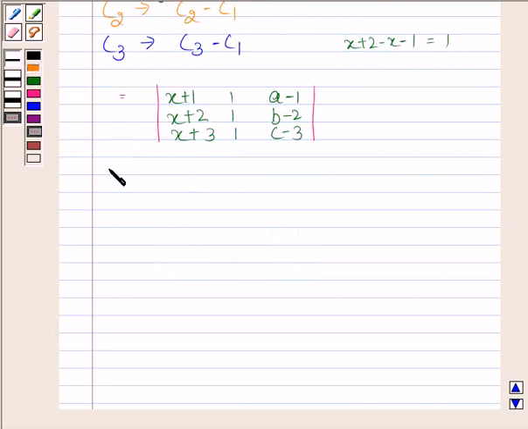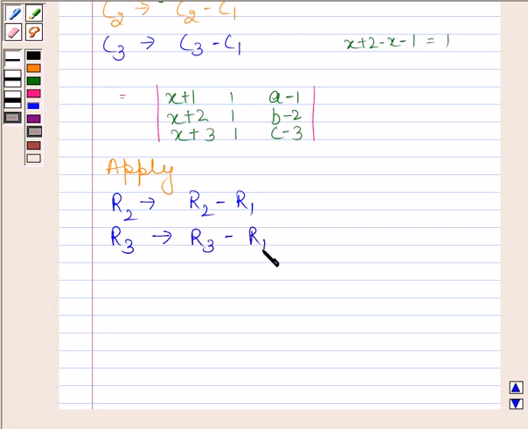We will apply row operations to this determinant. The first row operation that we will apply is R2 goes to R2 minus R1, and the second row operation that we will apply is R3 goes to R3 minus R1. So let's now apply these operations to this determinant. The first row will remain as it is.